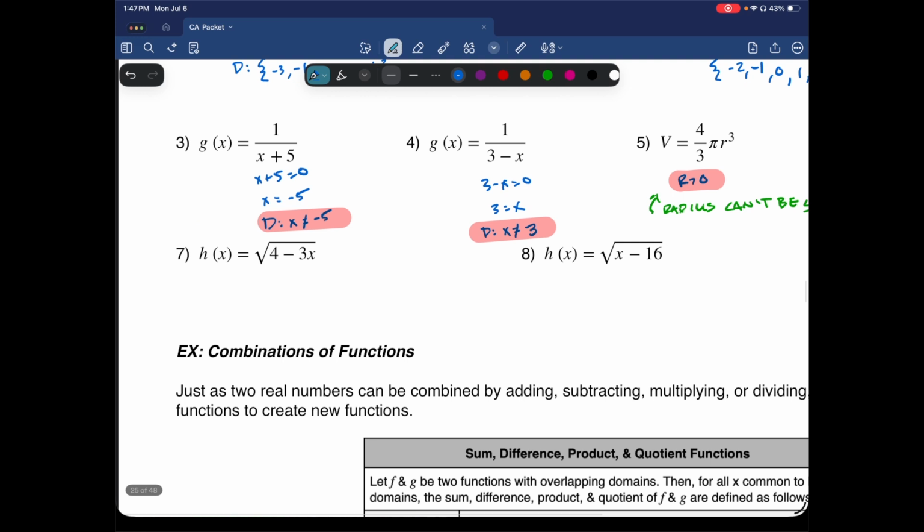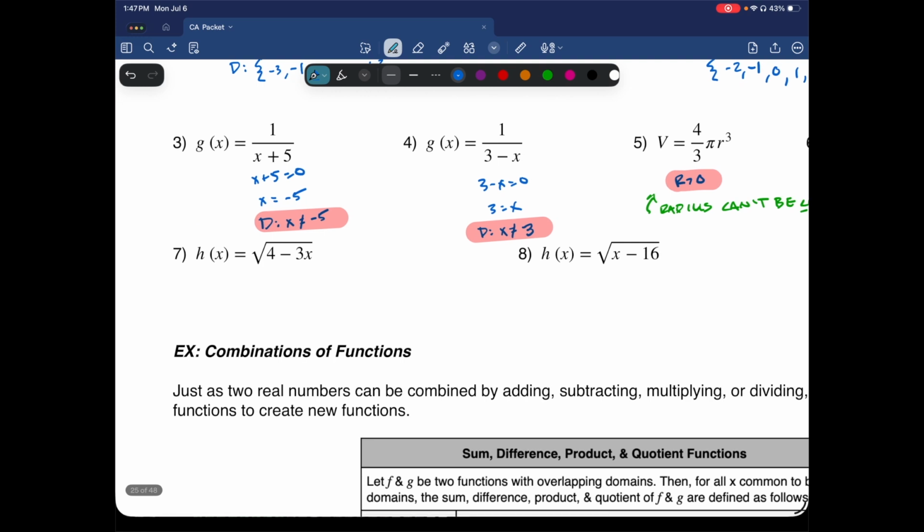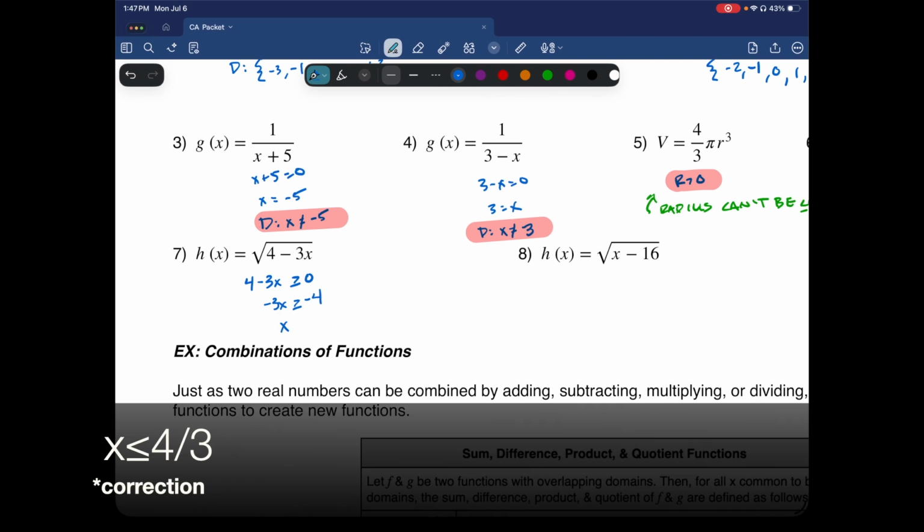For number 7, now we have a radical. So I take the inside, 4 minus 3x, and set it greater than or equal to 0, and then I just solve. I don't throw anything out, I just solve. So I got -3x greater than or equal to -4. I'm dividing by -3. When you multiply or divide by a negative, you flip your inequality. So I got x is greater than or equal to positive 4/3. And that is my domain.